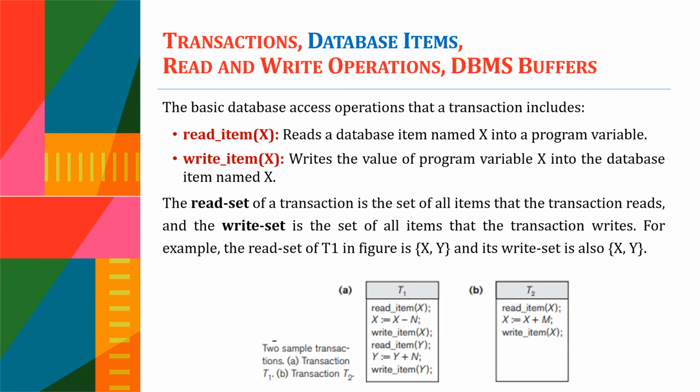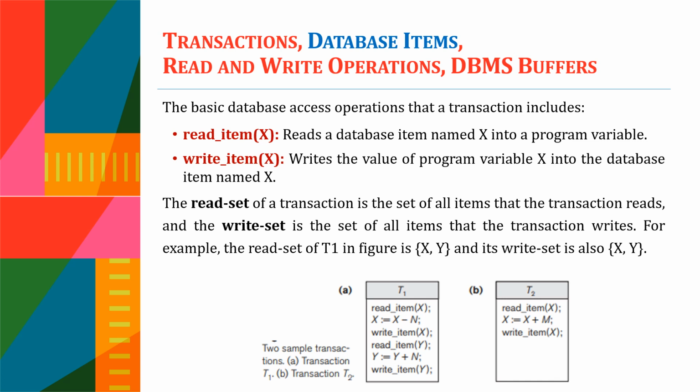The basic database access operations that a transaction includes are read_item(X) and write_item(X). Read_item(X) reads a database item named X into a program variable. Write_item(X) writes the value of a program variable X into the database item named X. The read set of a transaction is the set of all items that the transaction reads. And the write set is the set of all items that the transaction writes.